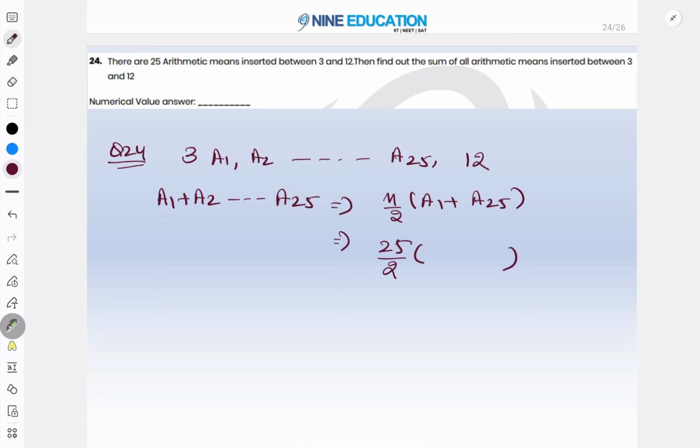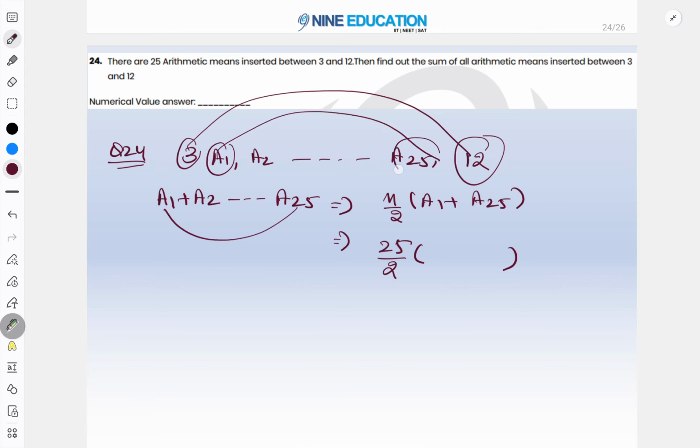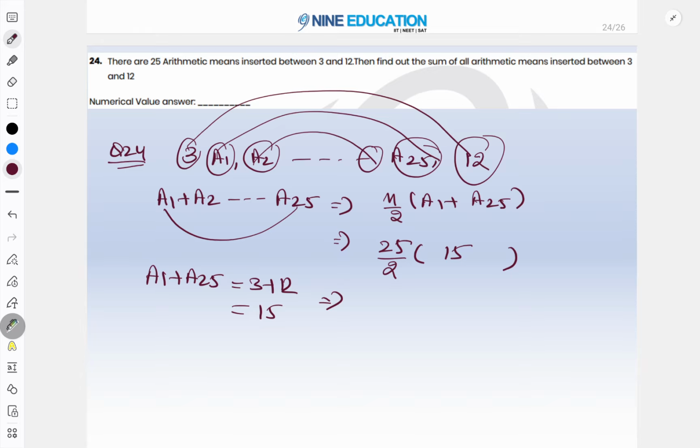Now for a1 plus a25, we have a property in arithmetic progression. The sum of first and last is equal to the sum of second and second last, which is equal to the sum of third and third last. So a1 plus a25 will be equal to 3 plus 12, that is 15. So just calculate it. We'll get an answer as a fractional number. So 25 into 15 divided by 2 makes it 187.5. So your answer should be 188 approximately. 188.